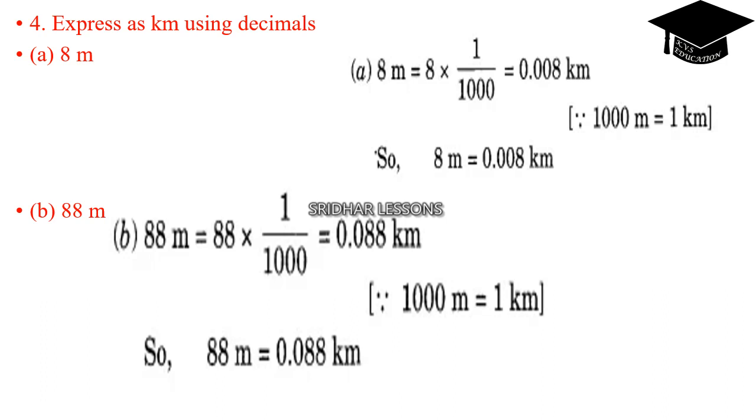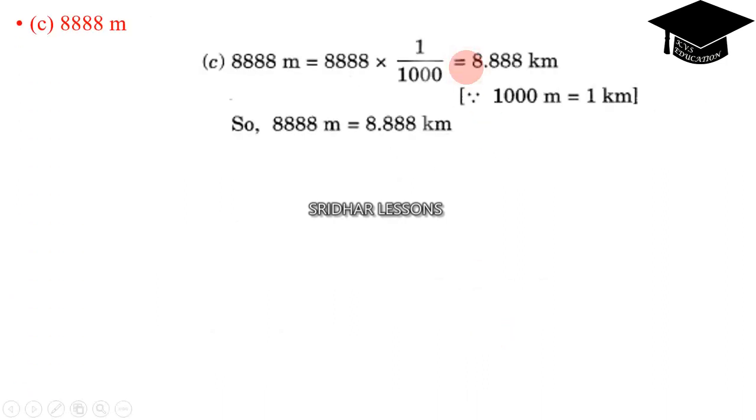Observe carefully. Next, 8888 meters has to be converted into kilometers. So we multiply with 1 by 1000, which is equal to 8.888 kilometers. So 8888 meters is equal to 8.888 kilometers.